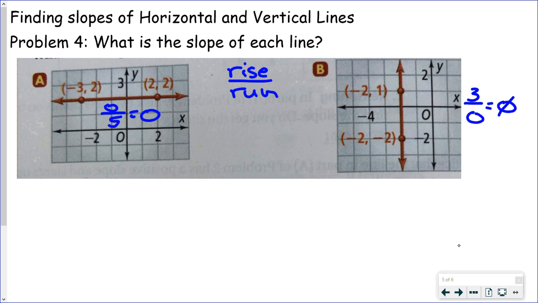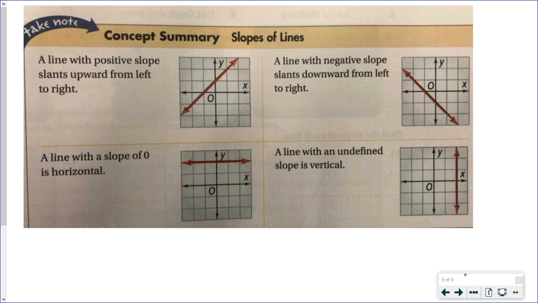So, all right, here's just a quick summary for you. I'll let you read over this. It kind of explains all the things that we did. A line with a positive slope leans to the right. A line with a negative slope leans to the left. A line with a 0 slope is horizontal, and an undefined slope is vertical.